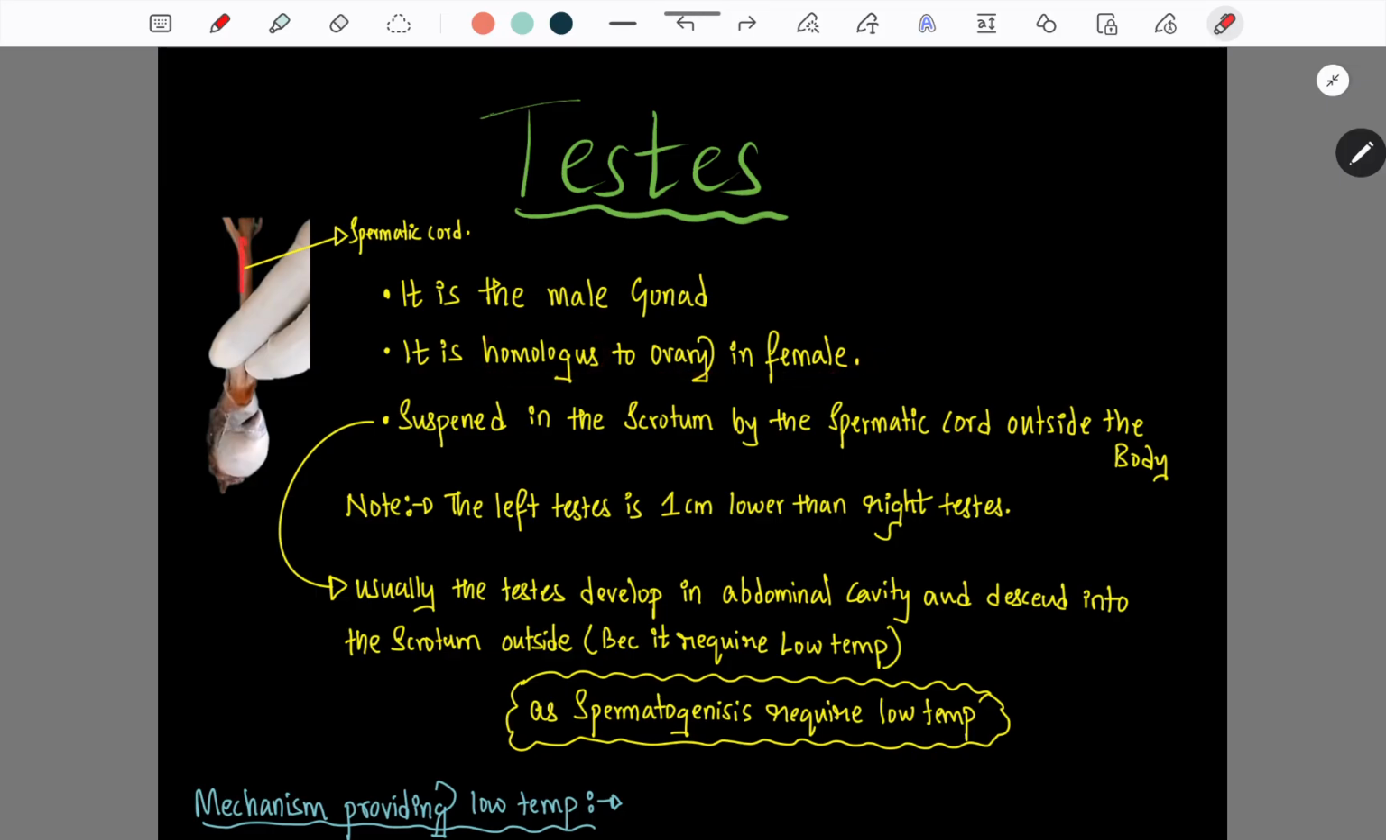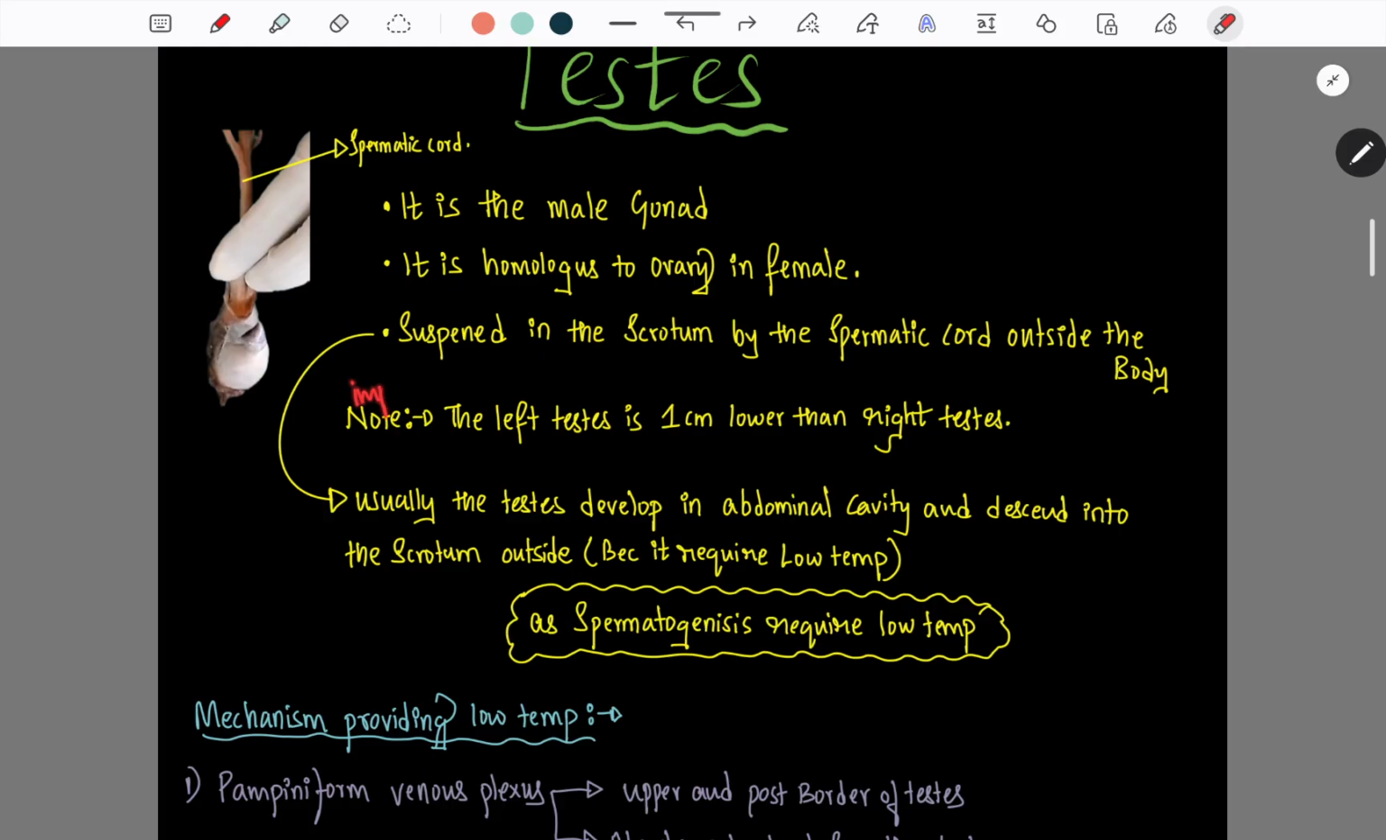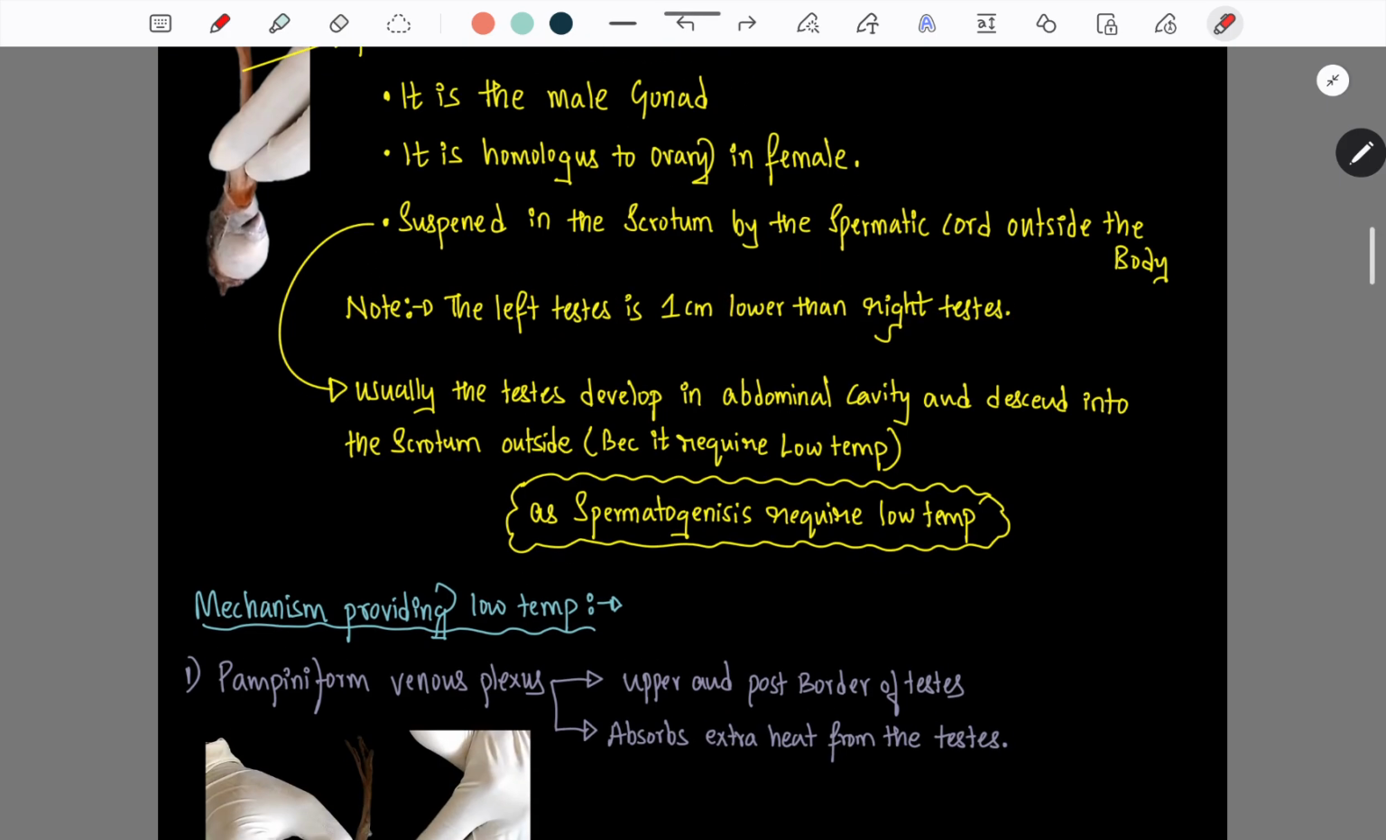And this is the spermatic cord, testis. It is suspended into the scrotum by the spermatic cord. The scrotum is present outside the body. Important note: the left testis is 1 centimeter lower than the right testis.